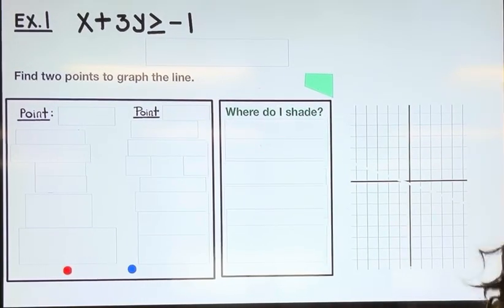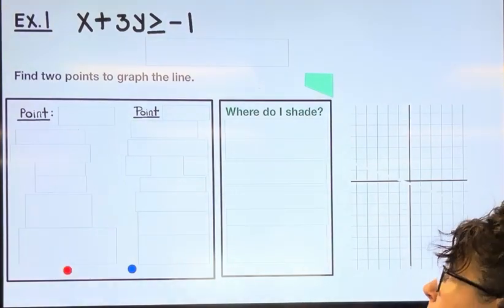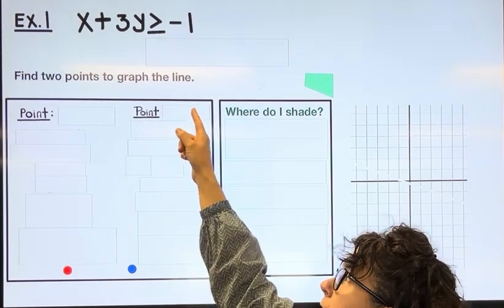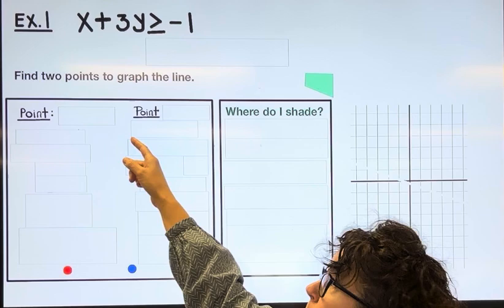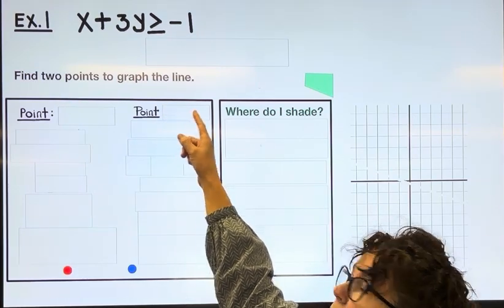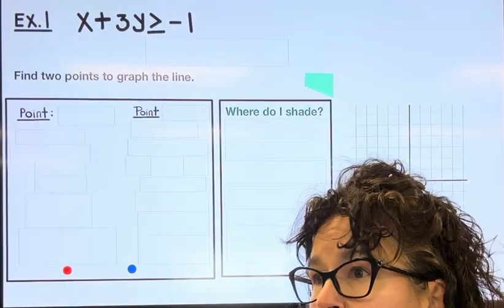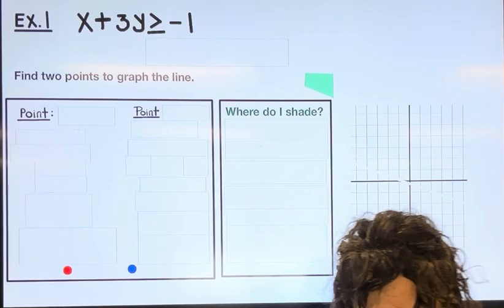If we want to graph this inequality, you want to start off by graphing this as if it was an equal sign. So I'm going to pretend for a moment that this is x plus 3y equal to -1. To graph a line, one of the methods is to plot 2 points and connect the dots.